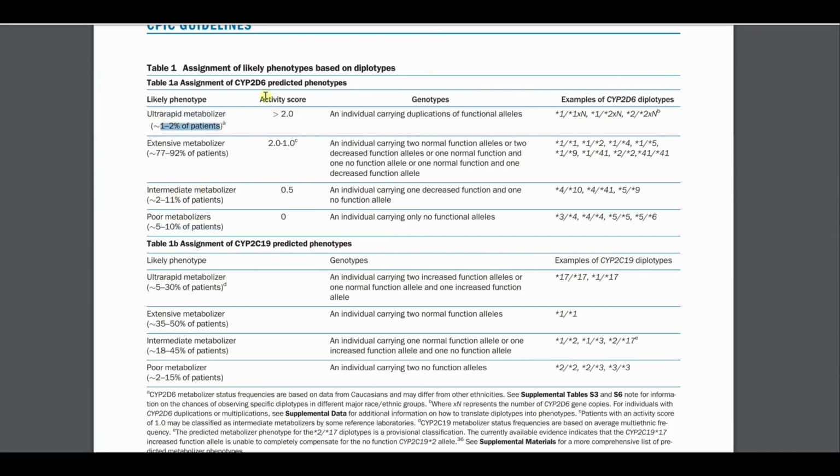This activity score is unique to CYP2D6. And essentially, it's something that's not really utilized quite often yet, but it was developed because of the polymorphic nature of CYP2D6 so that you could really pin down an actual activity score. Basically, the higher score you have, the more active the enzyme is. So people who are poor metabolizers have no activity. People who are ultra-rapid metabolizers have more than double the normal activity, where the normal activity would be 1.